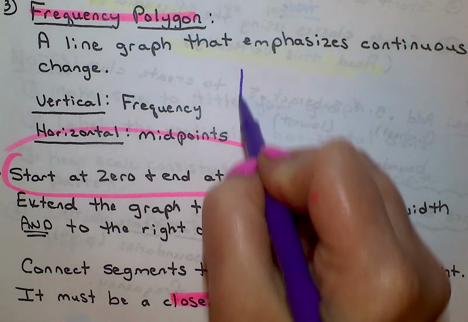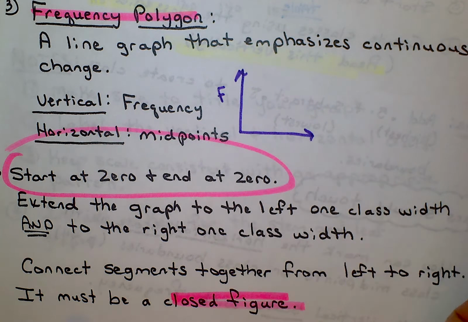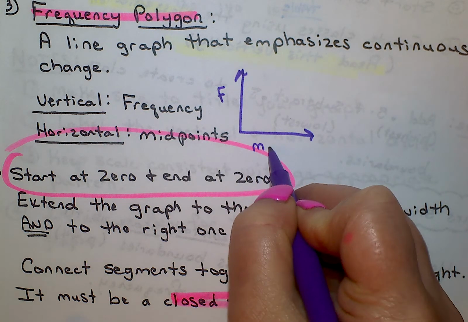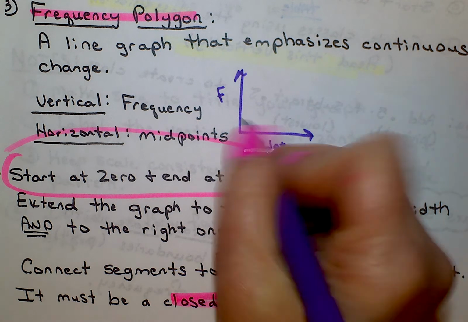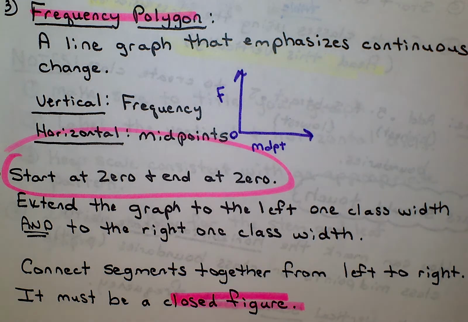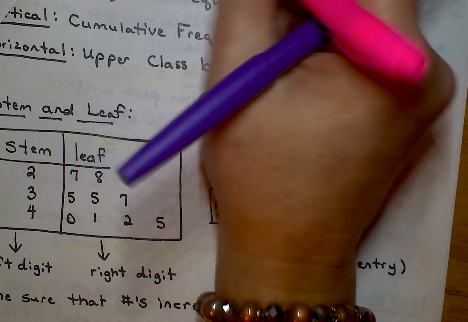Your frequency, and I like to draw them like this with vertical and horizontal. Your frequency is your vertical. Your midpoints is your horizontal. And you're going to start at 0 and end at 0. Remember, it's got to be closed. Okay, going to this part with the ogive.